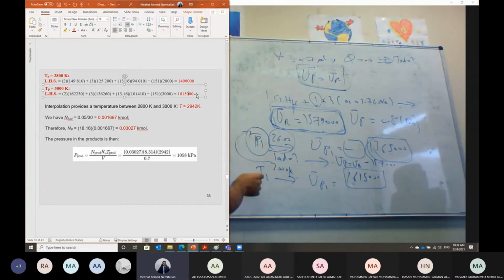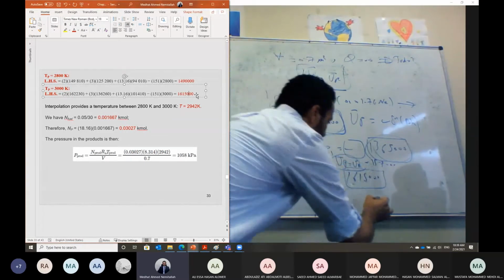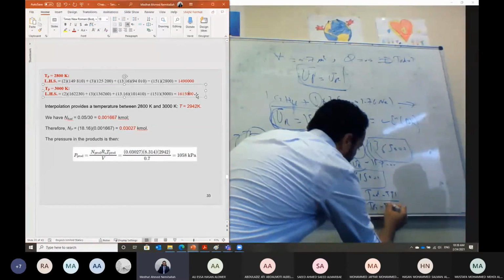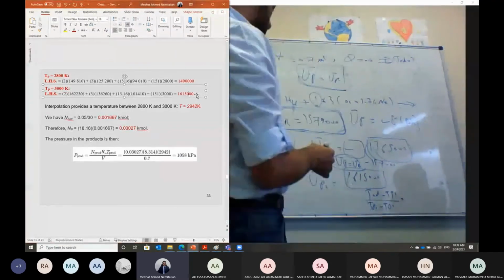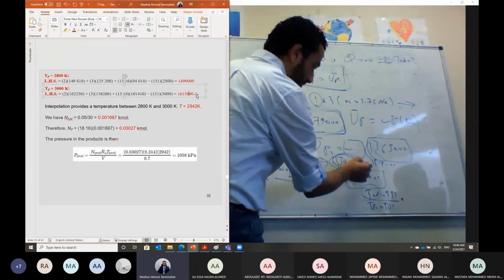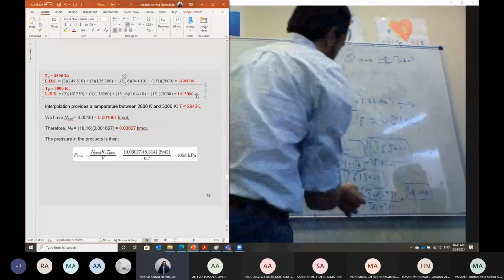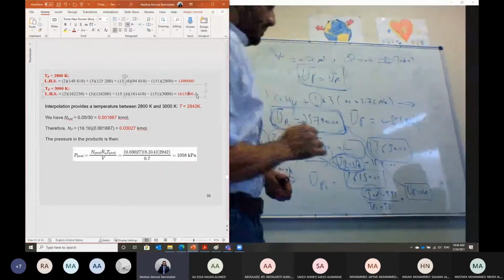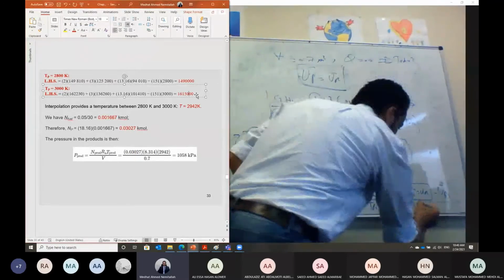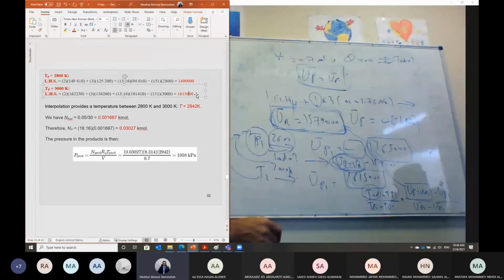T adiabatic minus T product 1 divided by T product 2 minus T product 1 should equal to, at this condition, when the temperature equals the adiabatic flame temperature, U product should equal to U reactant. So U product, which is the same as U reactant, which is this value, minus U product 1, calculated at T product 1, divided by U product 2 minus U product 1 in this case. Okay, is it clear, Shabab?